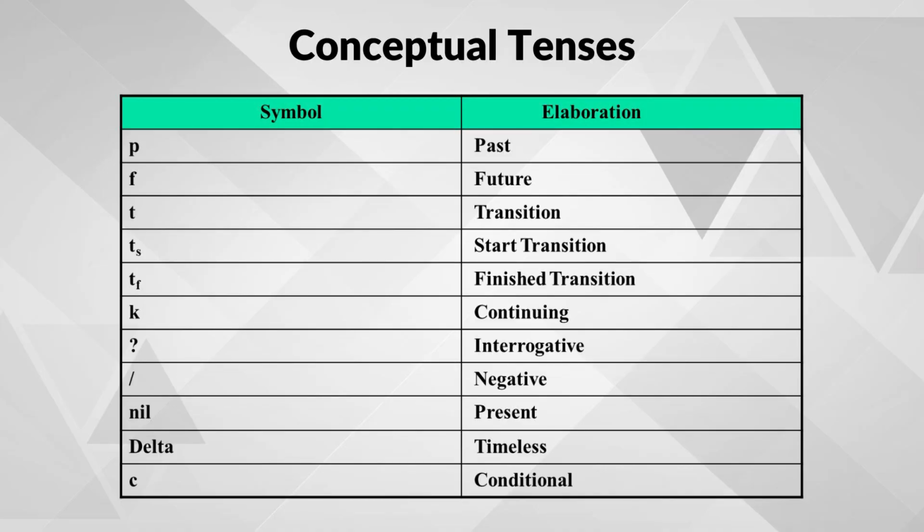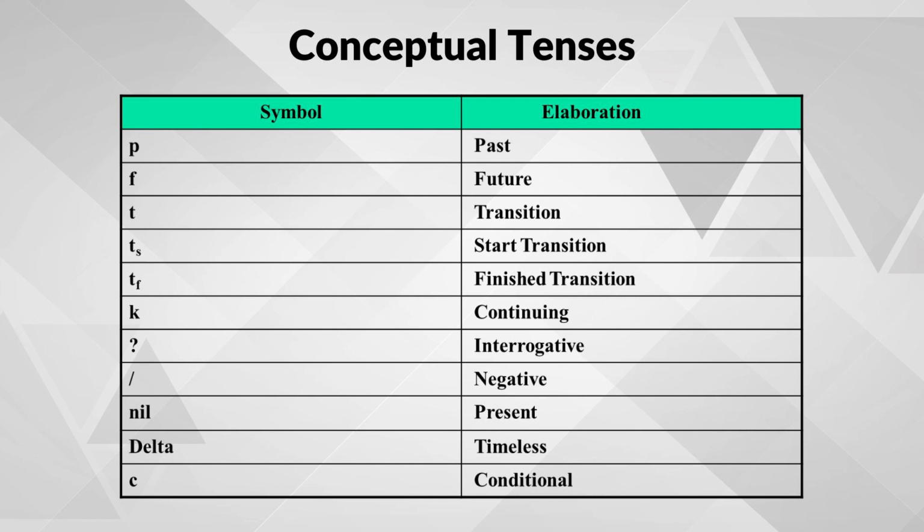Conceptual dependency theory is a linguistic framework that represents the meaning of sentences in terms of abstract conceptual structures rather than relying solely on grammatical structures. Here is how each of the symbols listed might be interpreted within the framework of conceptual dependency theory. P for past.